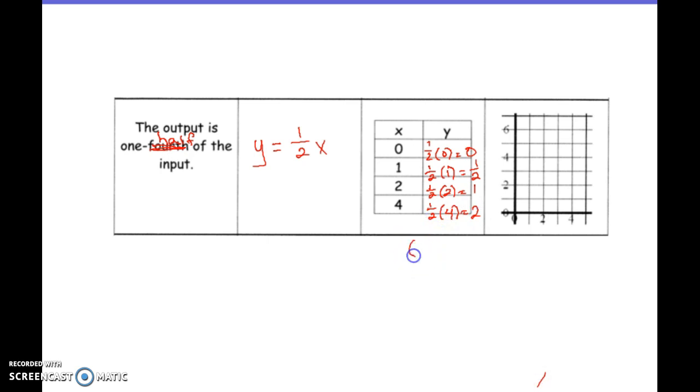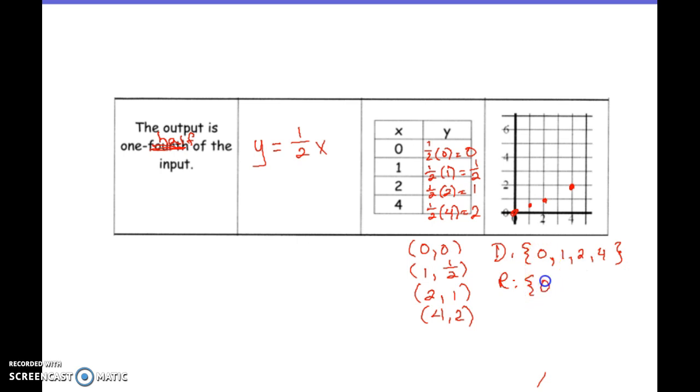Okay, so now our ordered pairs would be (0, 0), (1, 1/2), (2, 1), and (4, 2). If we graph them, (0, 0), we've got 1 and 1/2, 2 would be a 1, then we've got 4 and 2, so it would look like that. In that example, our domain would be the set 0, 1, 2, and 4, and our range would be 0, 1/2, 1, and 2. In this example, it would be a function.